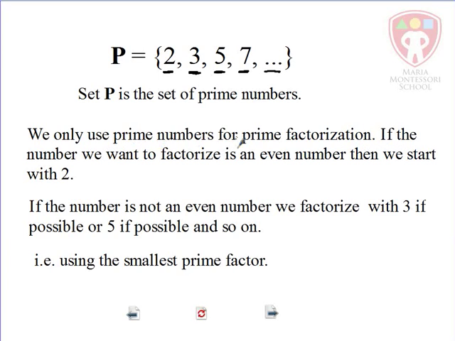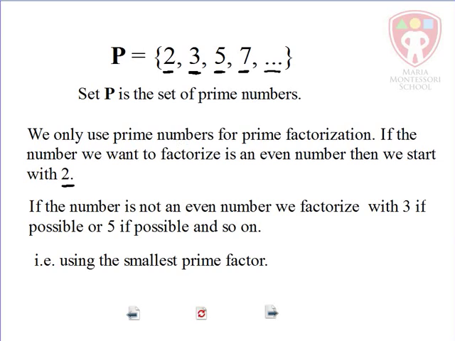We only use prime numbers for prime factorization. If the number we want to factorize is an even number, then when it comes to prime factorization, we start with the number 2. If it's not an even number, we factorize with 3 if possible, or 5 if possible, and so on, i.e. always using the smallest prime number.